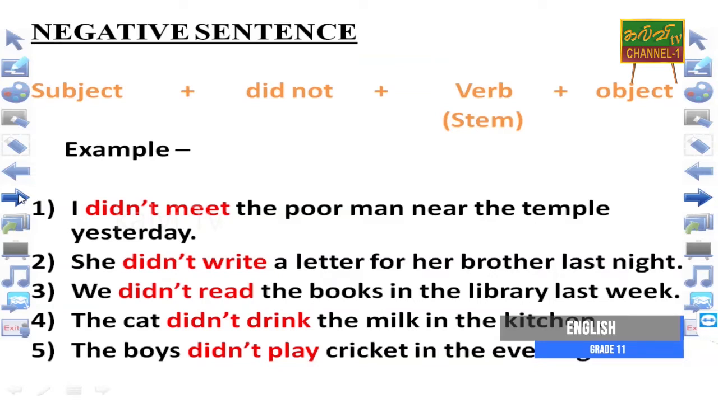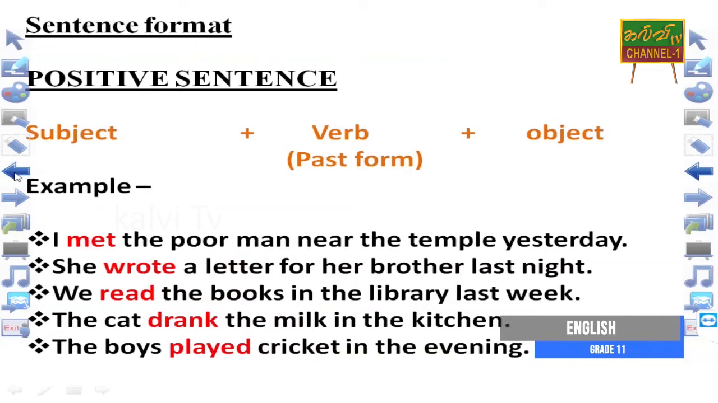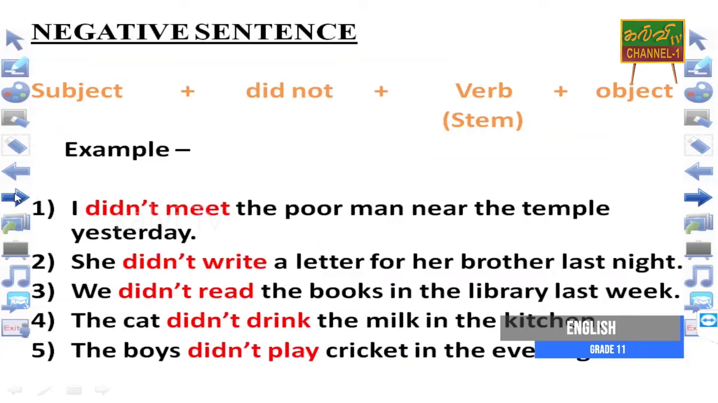So if you look at the example, I didn't meet the poor man near the temple. If you look at the positive sentence, I wrote the example, I met the poor man. But for the negative sentence, I didn't meet the poor man. So here we are using didn't and meet. In the positive sentence, we use met. And if you look at the second example, she didn't write a letter for her brother last night. Here we are using write, the verb stem for wrote.